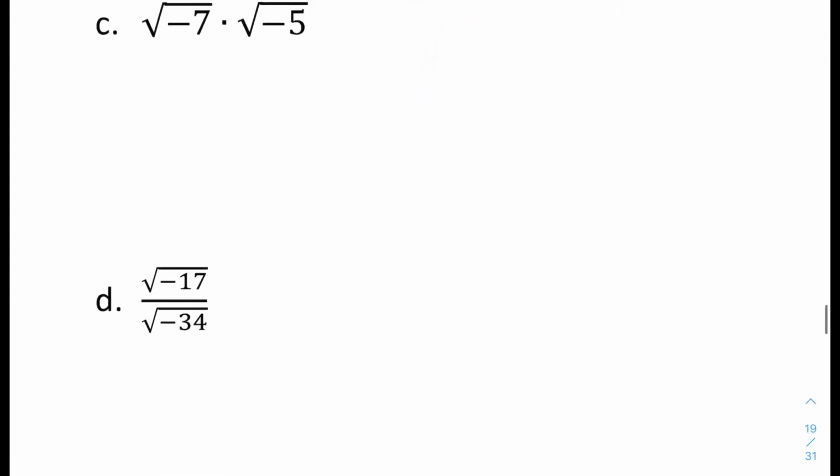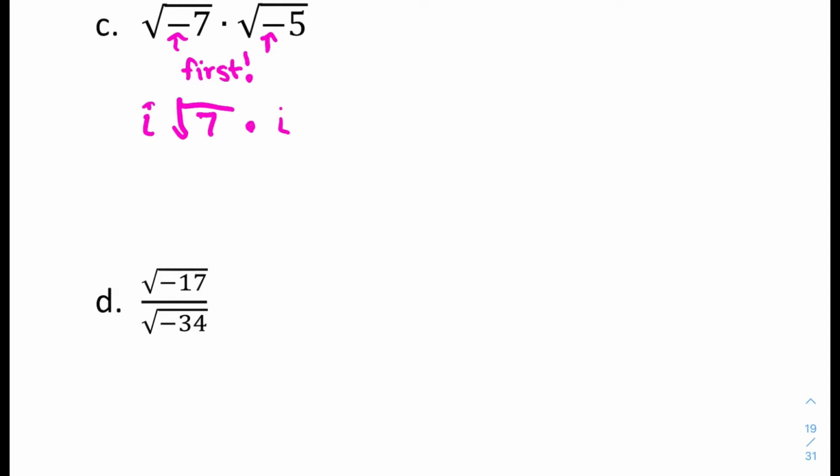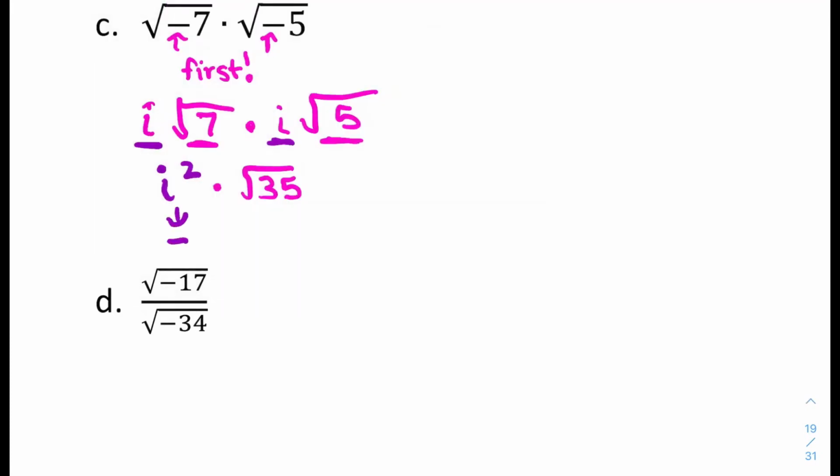Now it's important on this one that the first thing that you do is turn these into i times the square root of 7 and i times the square root of 5. Do not multiply them together first and make it a positive 35. Order is important. So I brought my i's out, and then I'm going to multiply. i times i gives me i squared on the outside, and then I have a square root of 35. i squared equals -1. So this is going to end up being equivalent to just negative square root of 35.